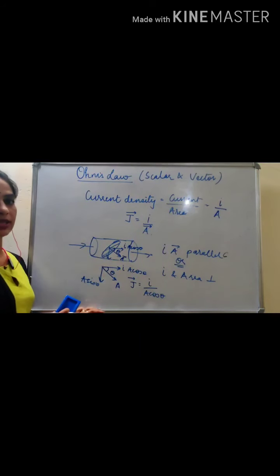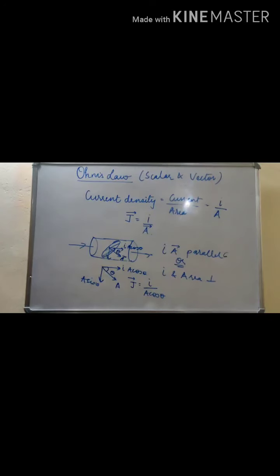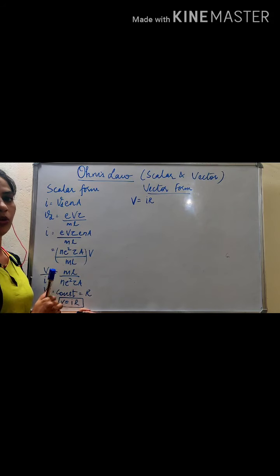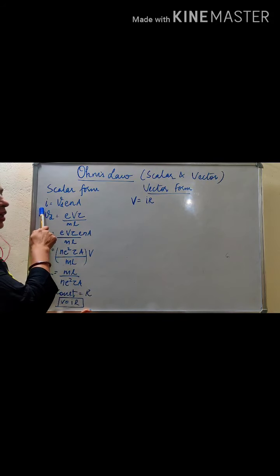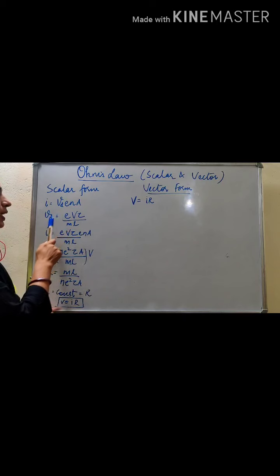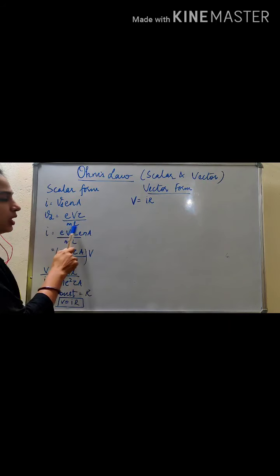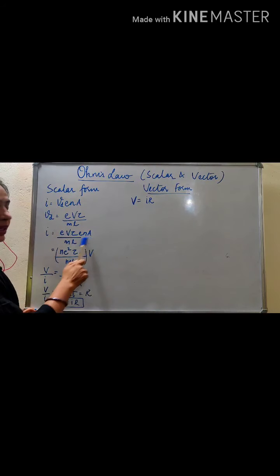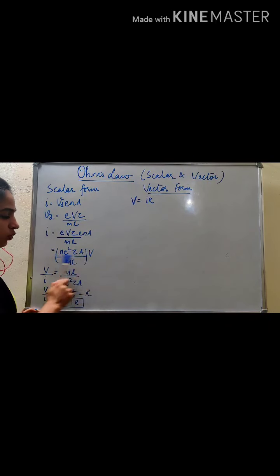Based on this, we can study Ohm's law in scalar as well as vector form. So let's quickly revise the scalar form of Ohm's law, which we already know. We know I is equal to VD e n A, where VD is the drift velocity, which is given by eE tau by m L times V. So we can write I is equal to n e squared tau A by m L into V.